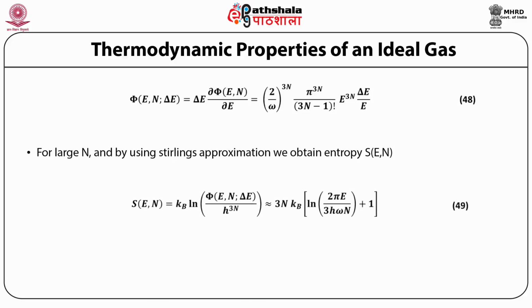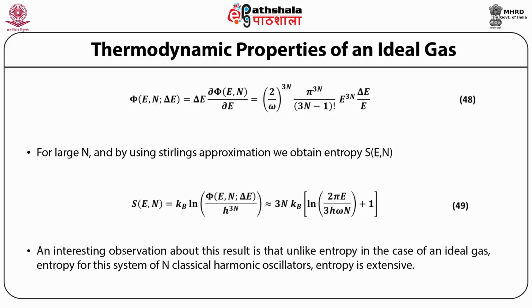For large n, and by using Stirling's approximation, we obtain entropy S(E, n) equal to k_B log of Phi(E) delta E divided by h raised to power 3n, approximately equal to 3n k_B multiplied by log of 2 pi E upon 3 h bar omega n, plus 1. An interesting observation about this result is that, unlike the entropy in the case of an ideal gas, the entropy of this system of n classical harmonic oscillators is extensive.